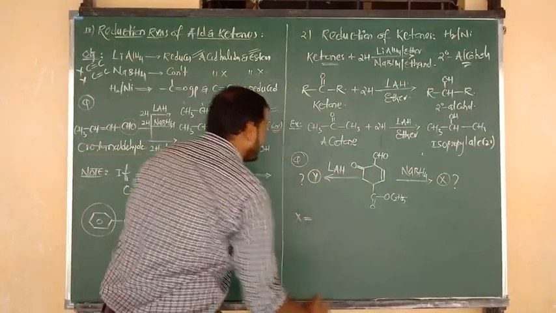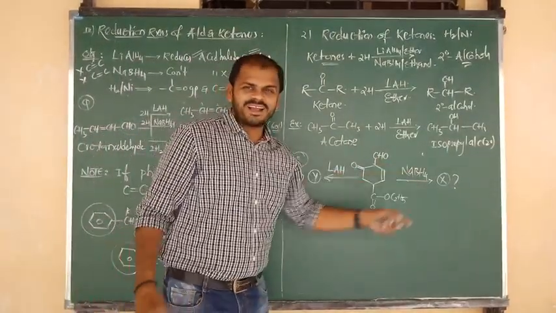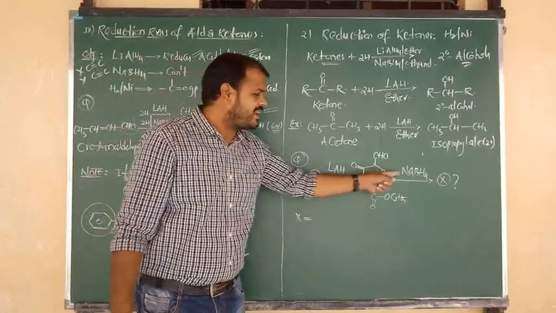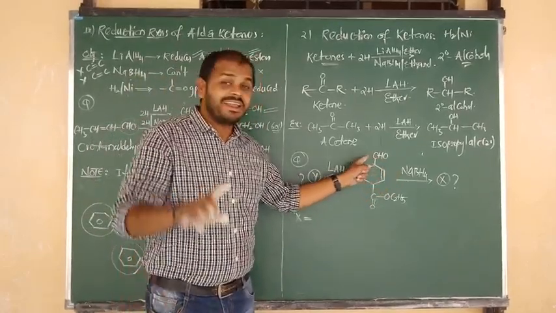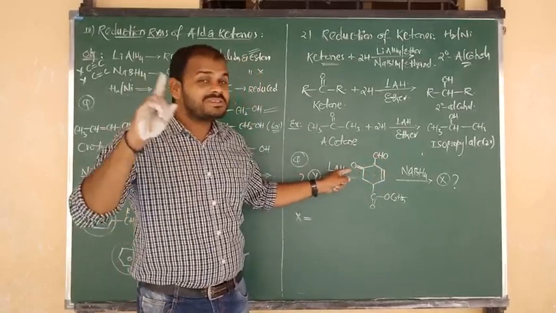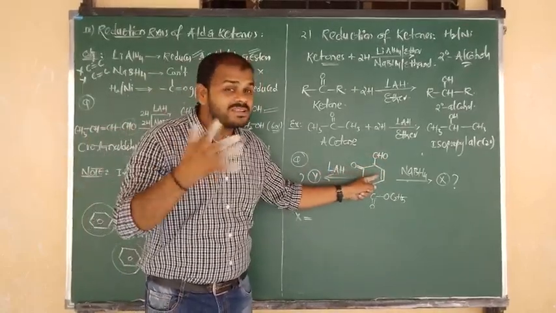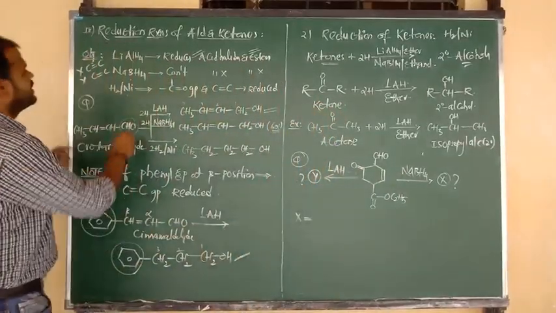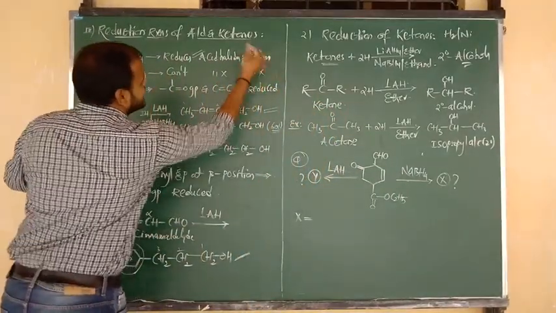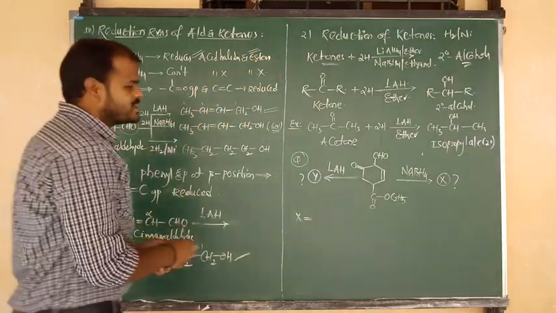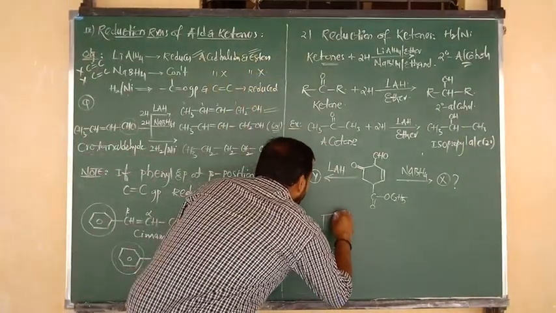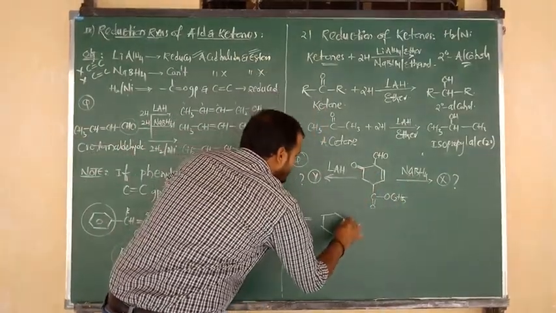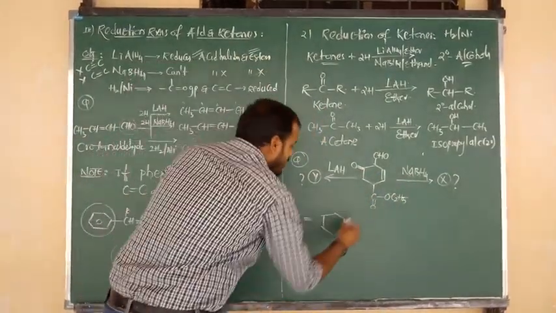So X equals sodium borohydride. It is a selective and mild reducing agent. It can reduce selectively aldehyde into primary alcohol and ketones into secondary alcohol. Double bonds cannot be reduced. Esters also cannot be reduced. So sodium borohydride cannot reduce ester. Okay, so what is the X product? Sodium borohydride cannot reduce the double bond, and it cannot reduce the ester.